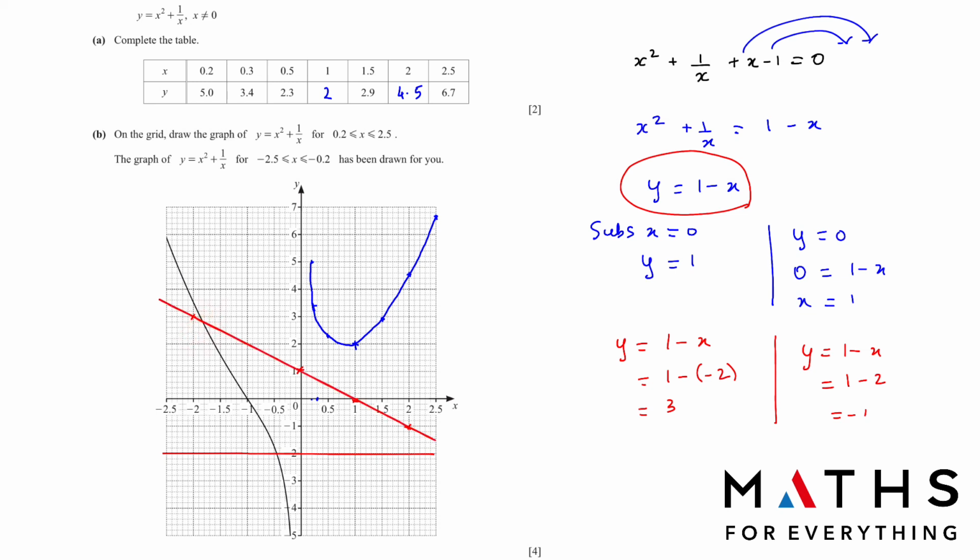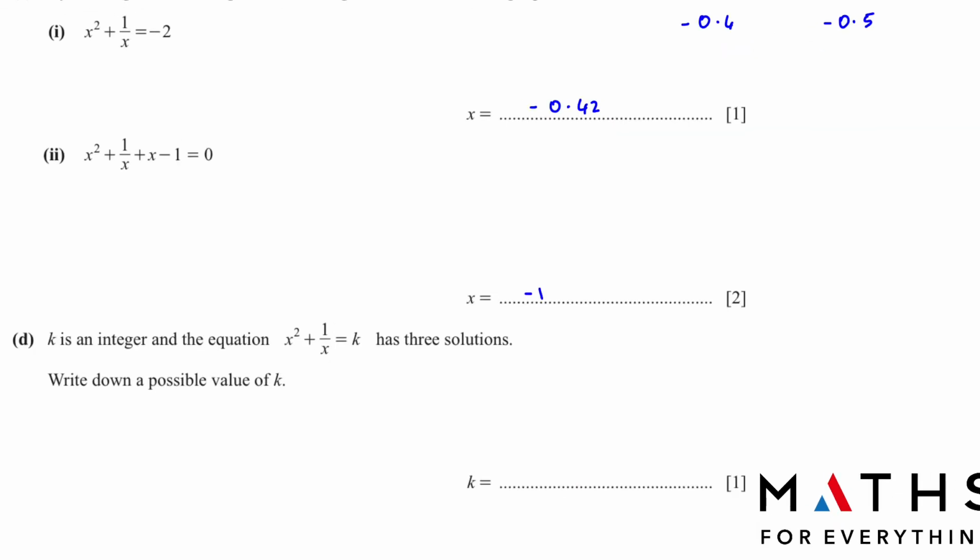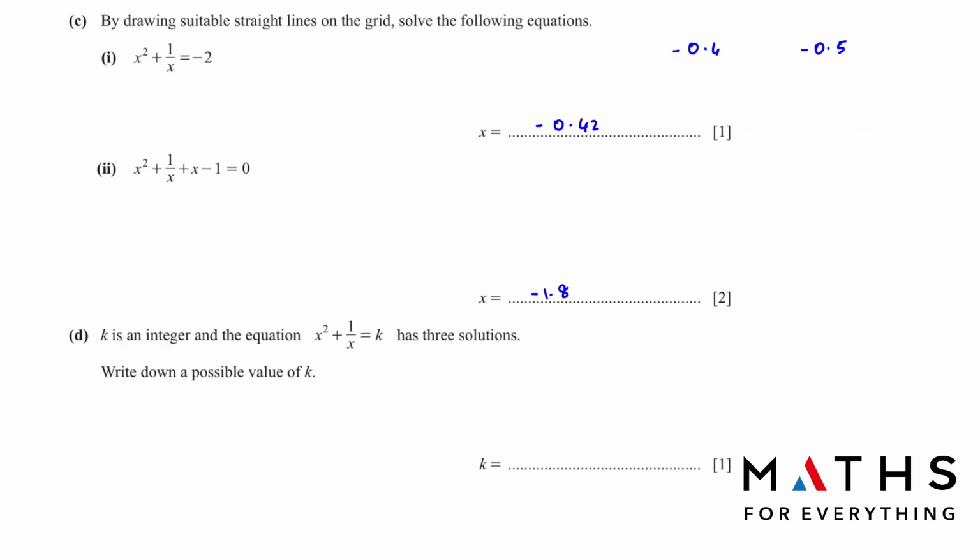The point of intersection between the curve and the line, that is going to be your answer. That is here. If you look down, it is -1.8. So the answer is -1.8. Any answer between -1.9 to -1.75 will be accepted.